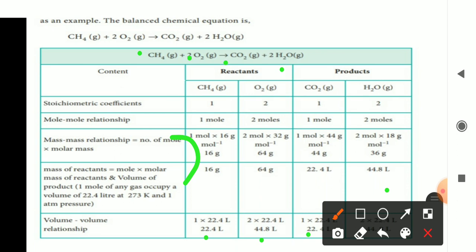Okay, then how to read this equation in terms of volume relationship? When 22.4 liters of methane is allowed to react with 44.8 liters of oxygen, we get 22.4 liters of carbon dioxide and 44.8 liters of water molecule. So dear students, this is the table given to understand. We can express the reactants and products in various units such as number of moles, volume, as well as mass. Okay, so this concept is over.